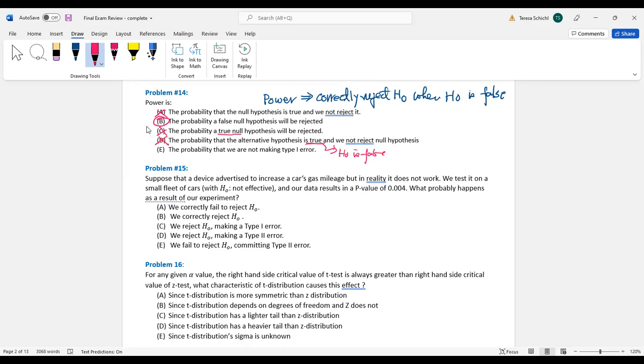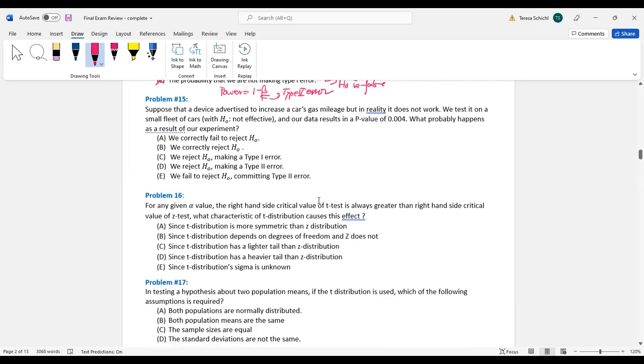Okay, so part E: the probability we are not making the type 1 error. That's not true because we know the power is equal to 1 minus beta. What is beta here? Beta is a type 2 error. So it's not the probability of not making the type 1 error. Okay, let's take a look at number 15.